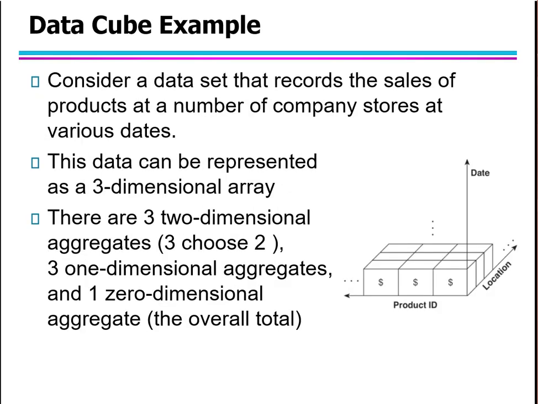Data cube example. This slide shows an example of a data cube for sales data. The original data can be represented as a three-dimensional array with 3 dimensions for product, location, and date. From this, we can create various aggregates. There are 3 two-dimensional aggregates, one for each pair of dimensions, 3 one-dimensional aggregates, one for each individual dimension, and 1 zero-dimensional aggregate, the overall total.